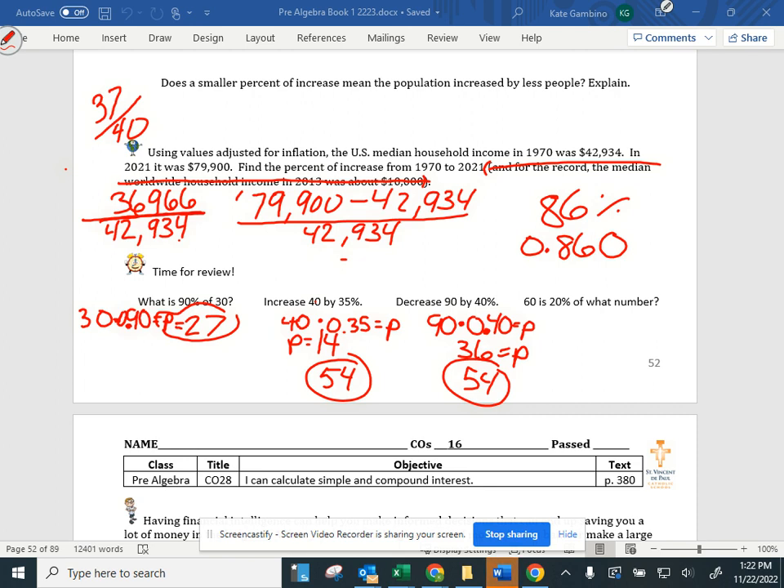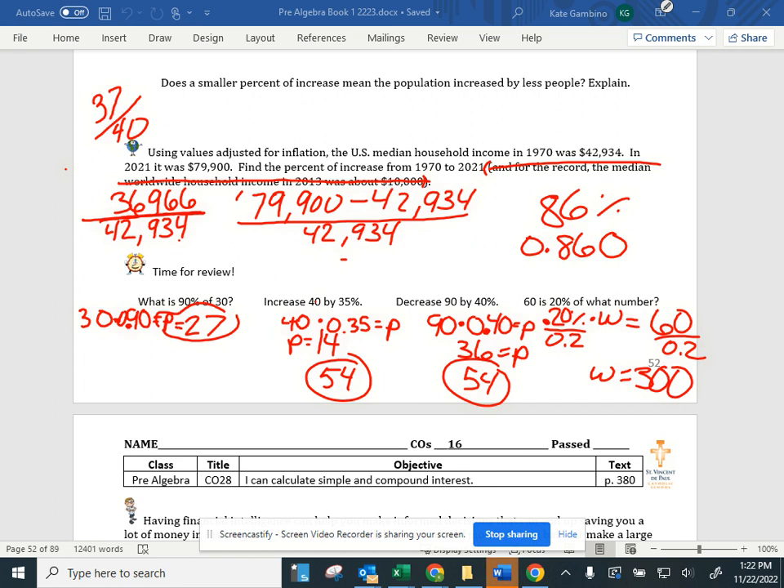60 is 20% of what number? 60 is our part of what number? We have our 20% times our whole. So that's 0.2. So I need to divide by 0.2. So my whole is going to equal what, Emmett? 300. So 60 divided by 0.2 is 300.